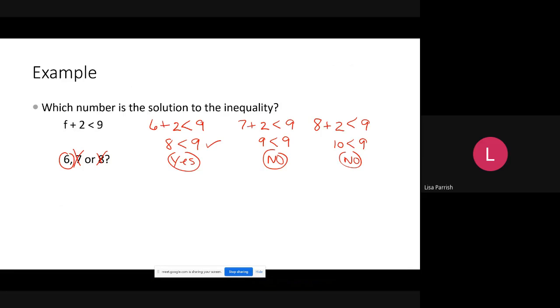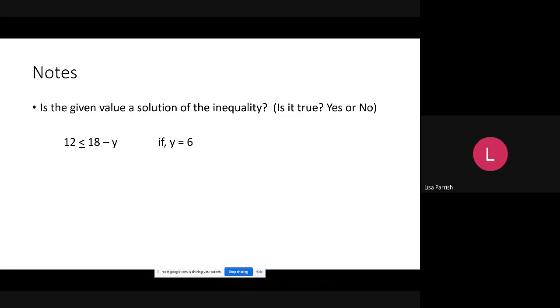So that's what we're talking about. If they give you a set of numbers, which one, or sometimes more than one, would be a solution? You just plug each one in to see which one makes the inequality statement true. Okay? Now, the other way is if they give you one number to plug in and you have to decide if that's true. This time it says, is the given value a solution of the inequality.